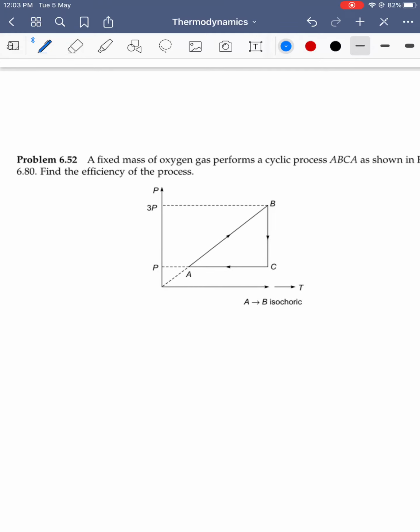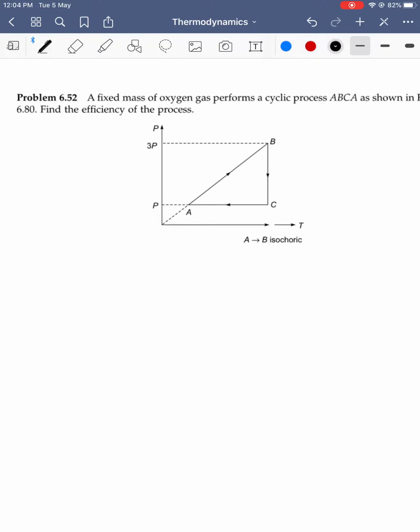Hi students, in this section we are going to see a few most important topics: efficiency calculations, efficiency from graphs. So if you see this graph, the gas is oxygen, which is diatomic, and gamma is equal to 5/3.